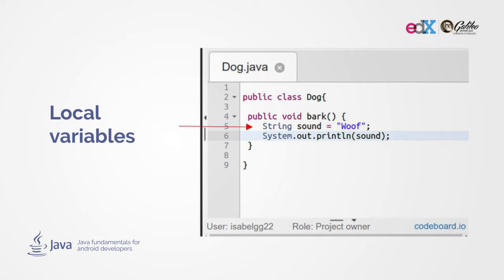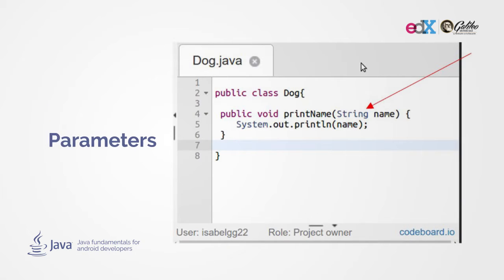The variables that are inside a method are local, and they will be destroyed when the method ends. The variables that are declared inside the method declaration that we use when we call the methods are called parameters. The parameters are passed by reference in Java.